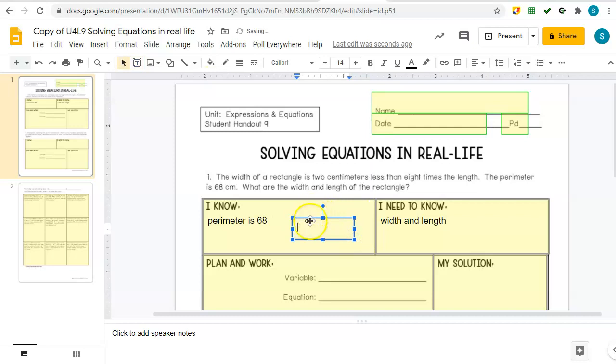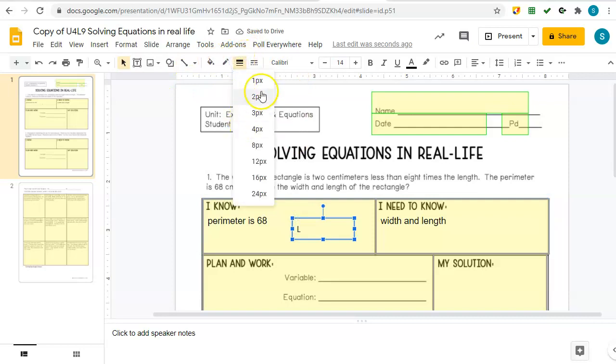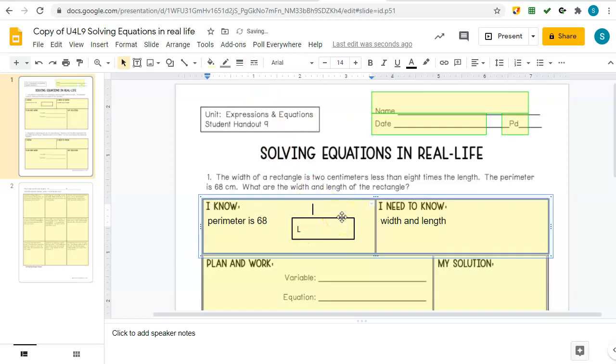Alright. And I can think of, well, I'm going to call this side L and this side L. But on the top and bottom, I've got, maybe I should give a border around that to make it easier to see. Border, 2 pixels. So on the top, the width is 8 times the length minus 2, and on the bottom it is 8 times the length minus 2. And we get that from reading this.